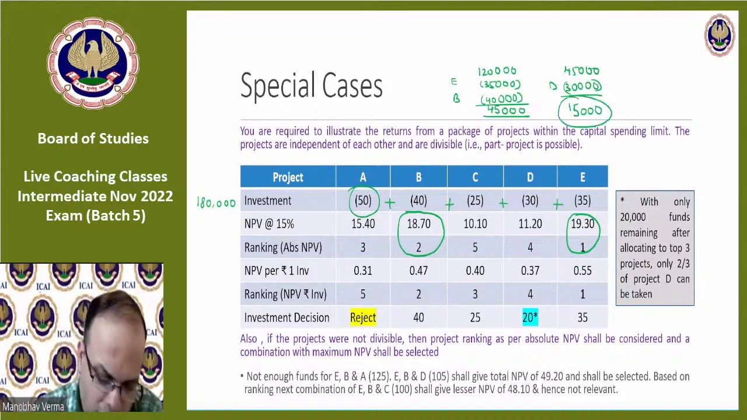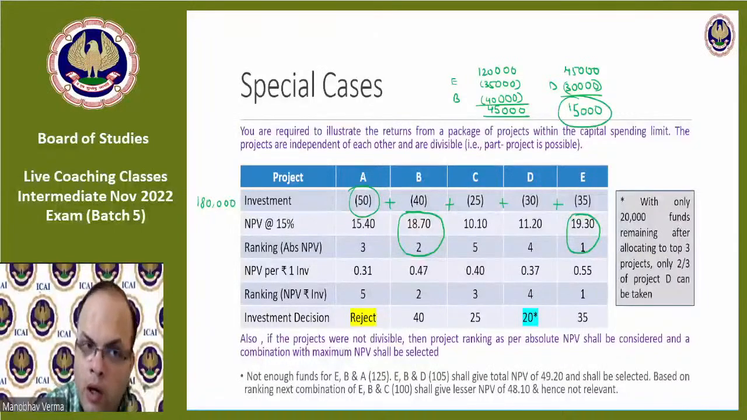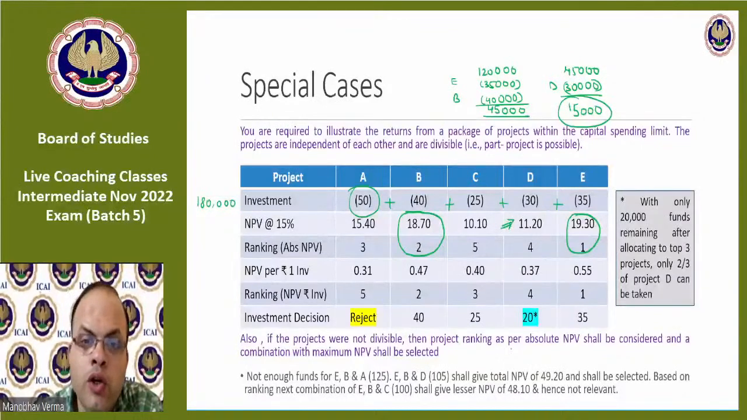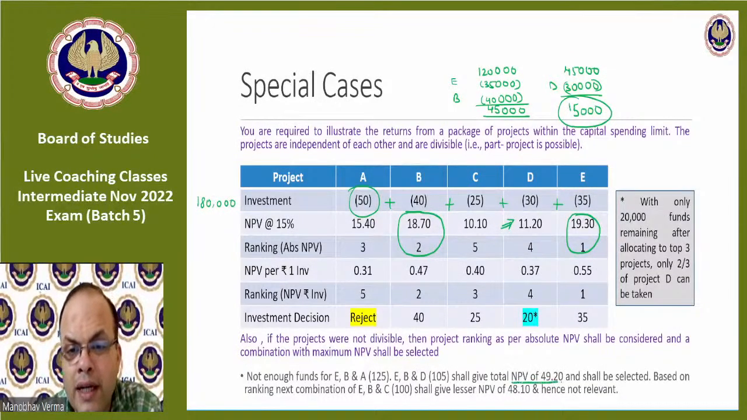This is not utilized. However, because I ranked them in absolute NPV, I am having a good NPV here. With E, B, and D, I'm having an NPV of 19.3 plus 18.7 plus, rather 11.2, not even 15.4, because A cannot be done, right? So E is 19.3, B is 18.7, that's 38. And then we go for project number D, 11.2. So your total NPV is 49.2.